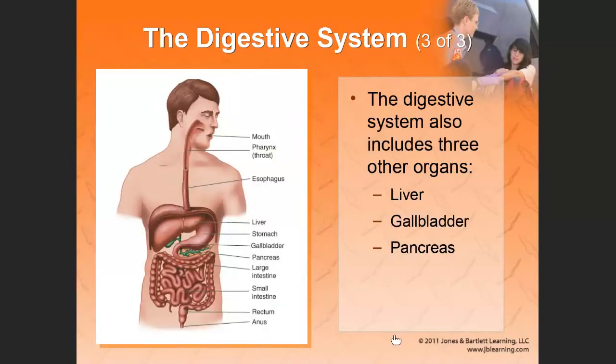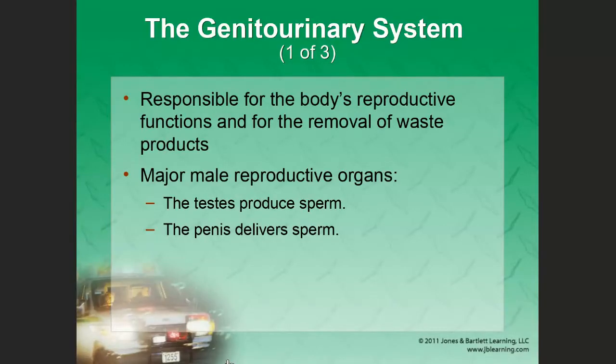Now, the digestive system also includes 3 other organs: the liver, which has multiple functions, the gallbladder, important to the breakdown of bile, and the pancreas, which has some digestive function, but it also plays a role in how the body utilizes glucose. All right.